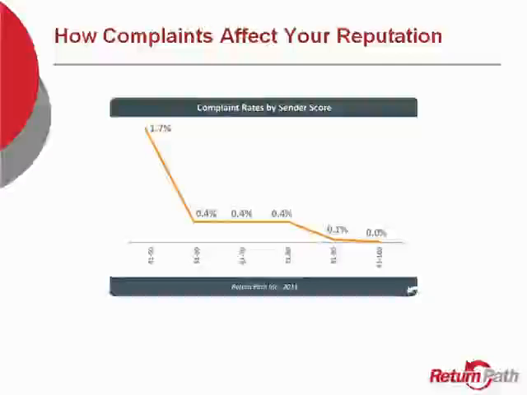So you can see if you have a sender score between 41 and 50, that probably means that your complaint rate is 1.7%, which is extremely high and much higher than the average.